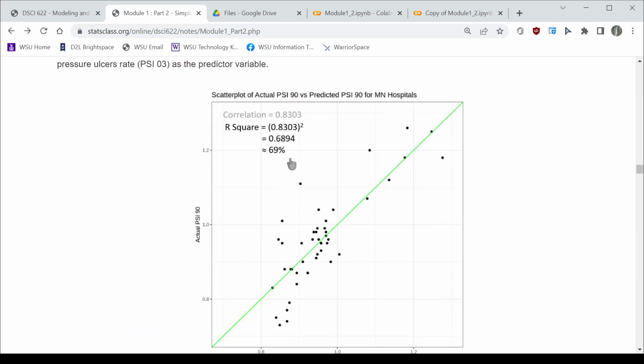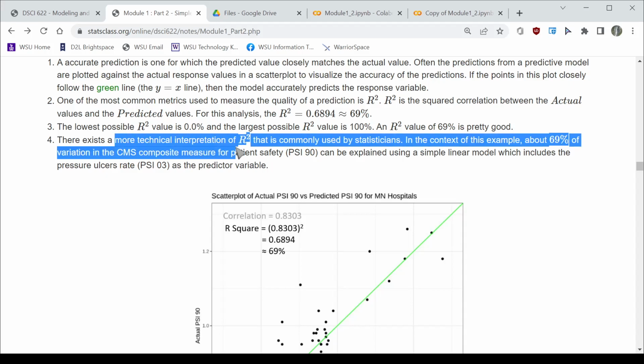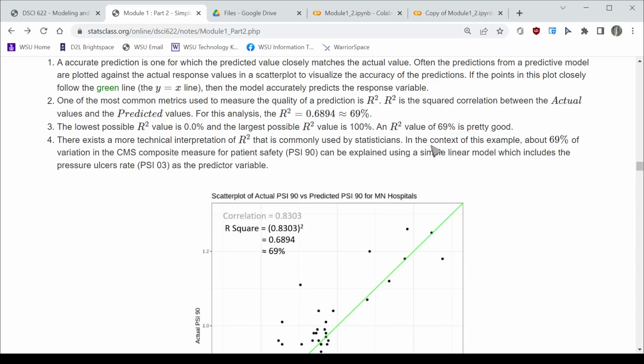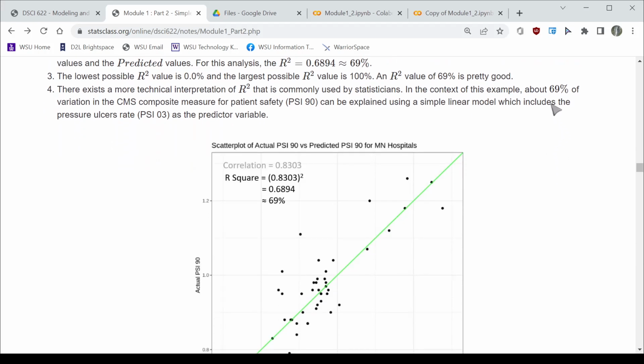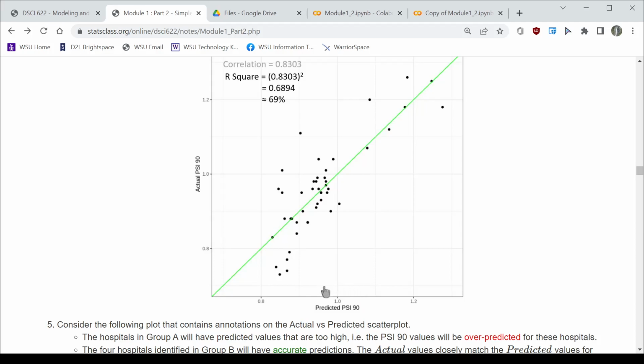Here I have an R-squared value of 69%, which is pretty good. That's pretty high. There is a more technical interpretation of R-squared that's commonly used by statisticians. And that interpretation is as follows, that 69% of the variation in this composite measure for patient safety can be explained using the simple linear regression model with this predictor.